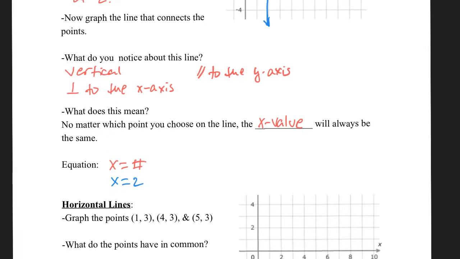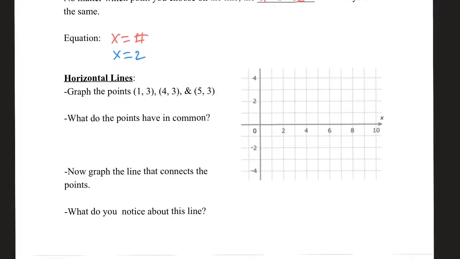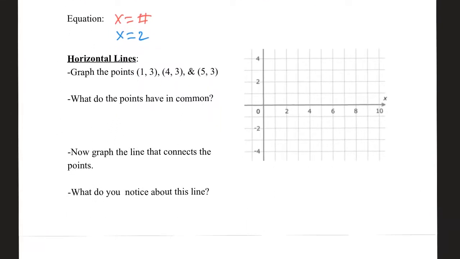All right, similarly, we move down to horizontal lines. Here we're going to graph these points: (1, 3), (4, 3), and (5, 3). And then what do we notice that these points have in common? Well, it's just the opposite. They all have a y value that is 3, or they all have the same y value.